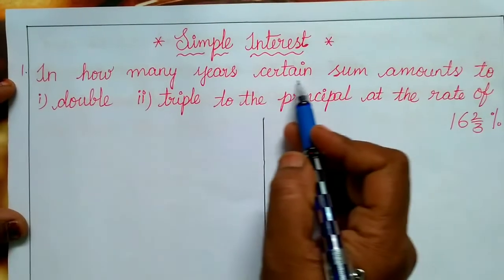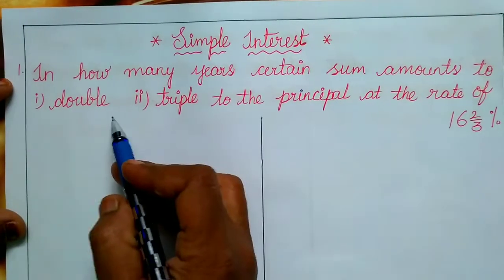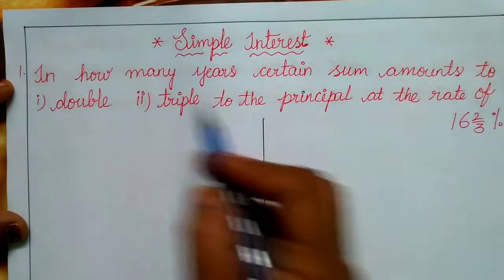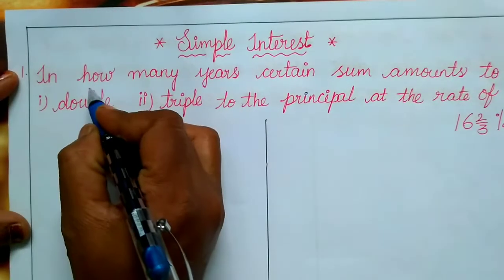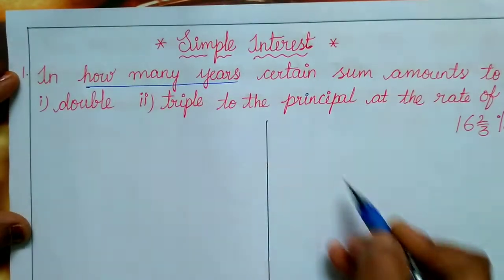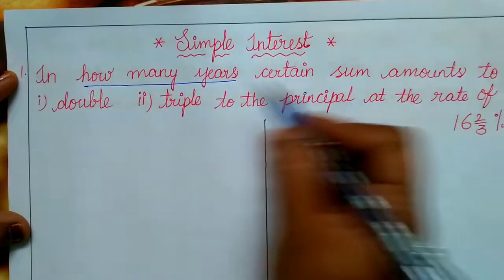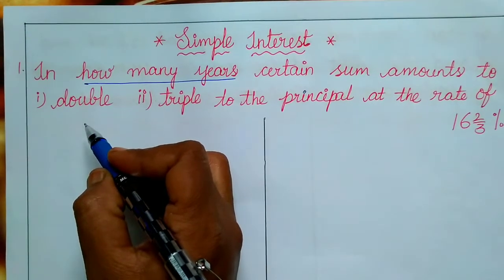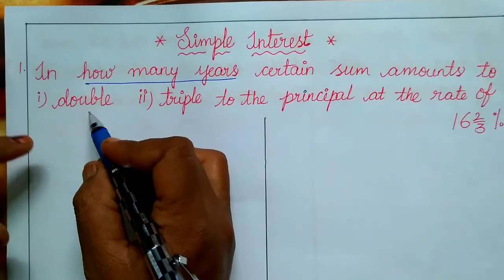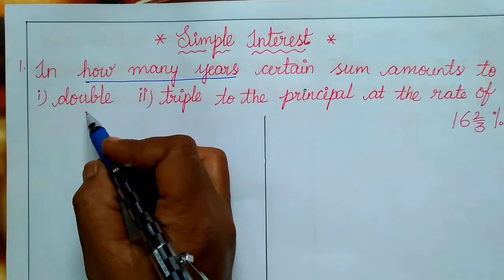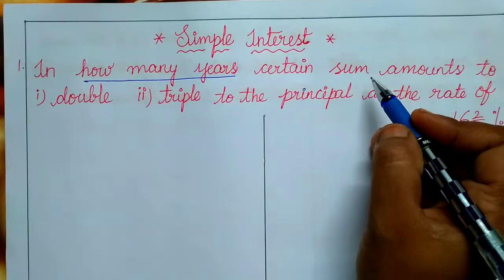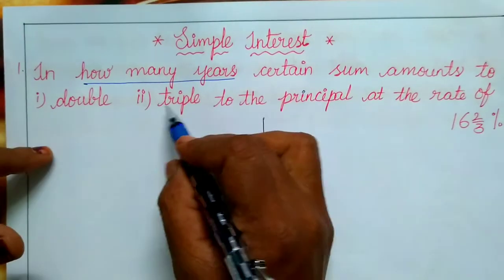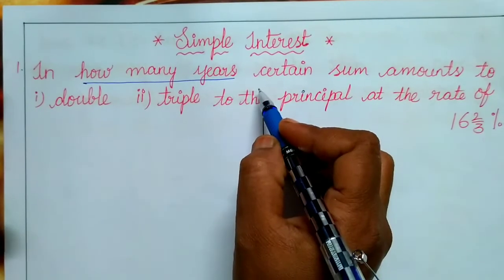In how many years does a certain sum amount to double and triple the principal at the rate of 16 2/3%? So in how many years? That means we are going to calculate the time period. A certain sum, which is nothing but we don't know the sum or principal, will be double. So in how many years will it be double, and also in how many years will the amount be triple that of the principal? In both cases we are going to calculate the time period.